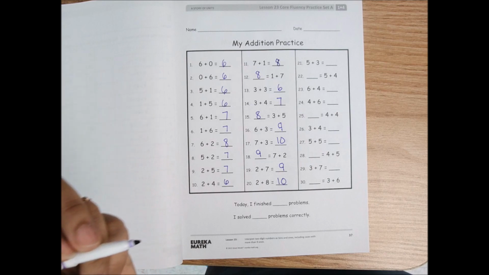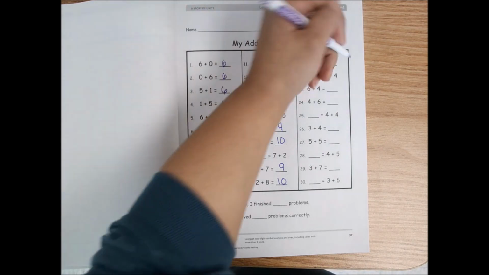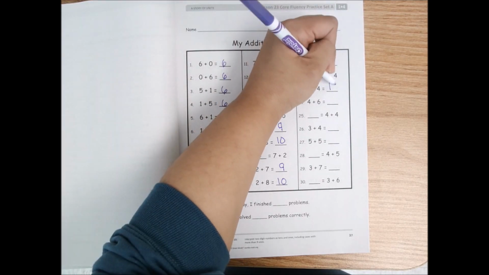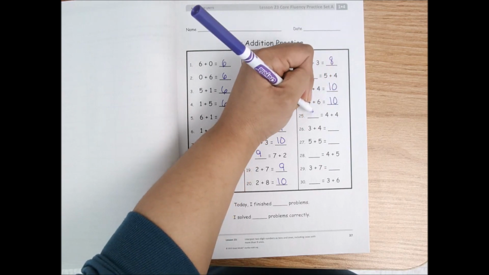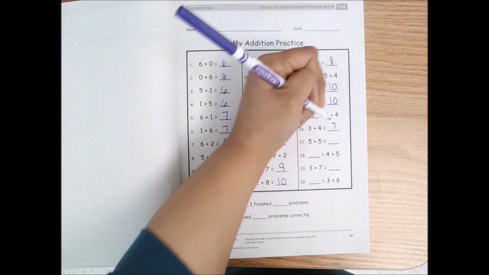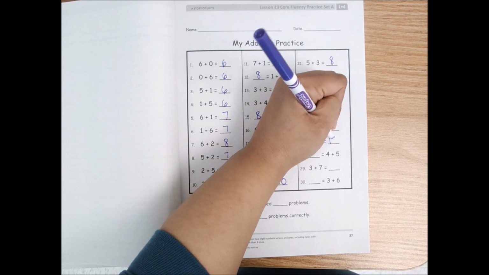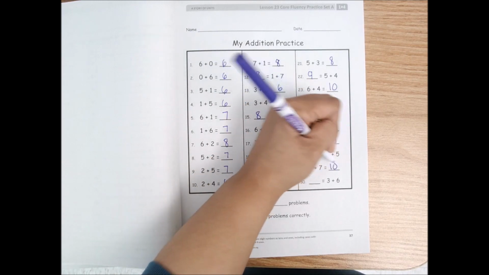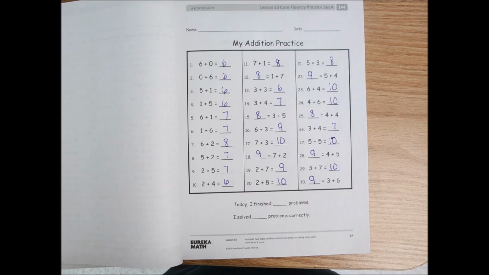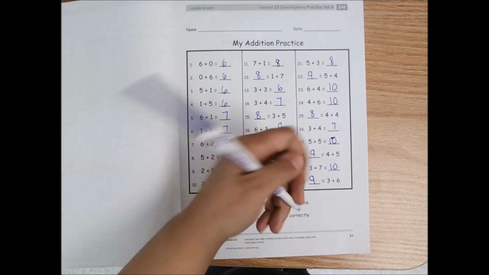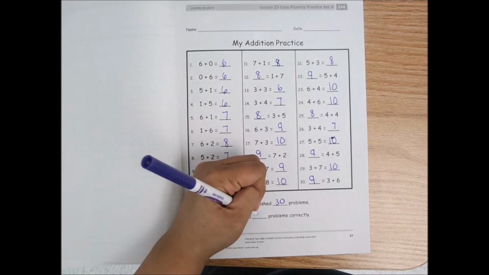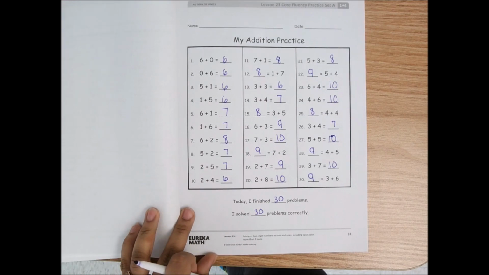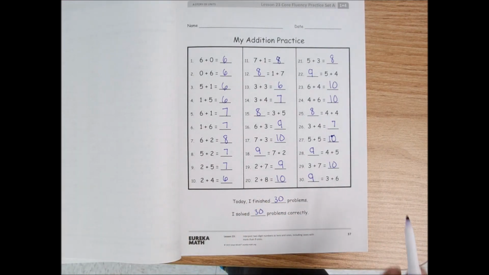Top of column 3, question number 21. 5 plus 3 is equal to 8, 9, 10, 10, 8, 7, 10. 5 plus 5 is equal to 10. I'm sorry. 9, 10, 9. Alright, let's go ahead and count up how many we got correct. Well, today I finished 30 problems and I solved 30 problems correctly. Woohoo! Now remember guys, our goal is to do our best, not necessarily finishing, and using our time allotted appropriately.